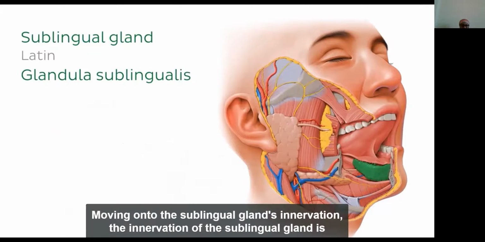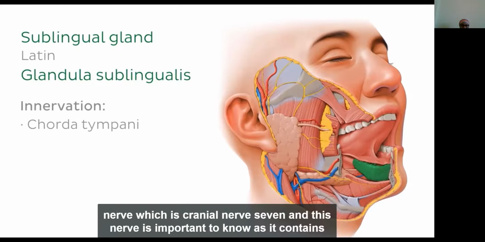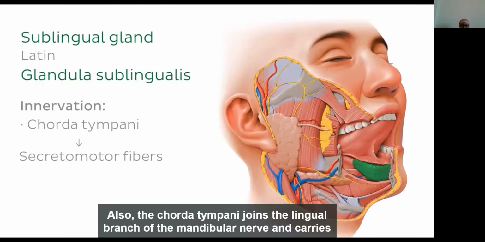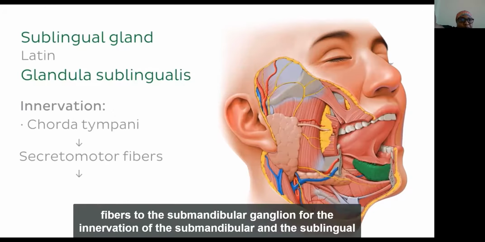Moving on to the sublingual gland's innervation. The innervation of the sublingual gland is carried out by the chorda tympani nerve, which contains fibers originating from the facial nerve, which is cranial nerve 7. And this nerve is important to know as it contains secretomotor fibers, which are responsible for the nerve stimulus of saliva secretion. Also, the chorda tympani joins the lingual branch of the mandibular nerve and carries taste sensation from the anterior 2/3 of the tongue and parasympathetic ganglionic fibers to the submandibular ganglion for the innervation of the submandibular and the sublingual salivary glands.